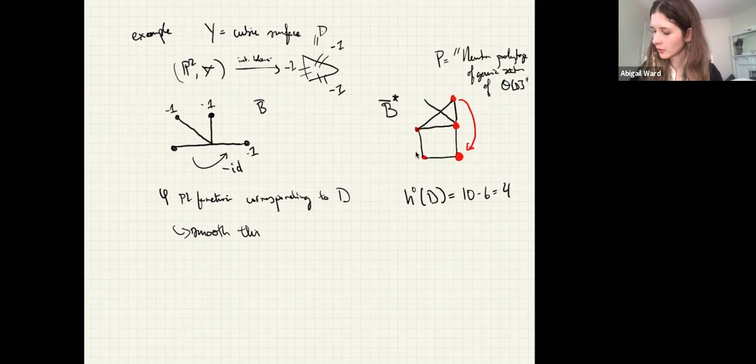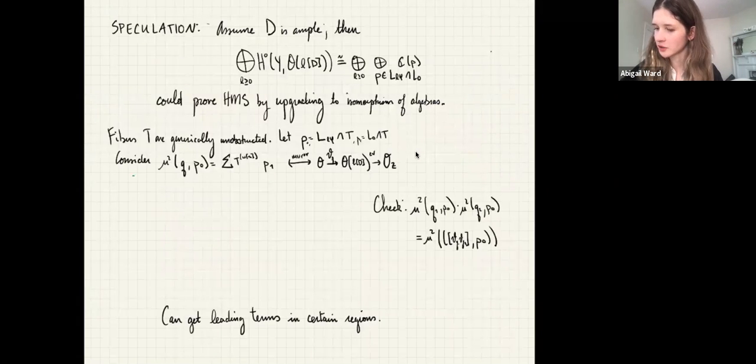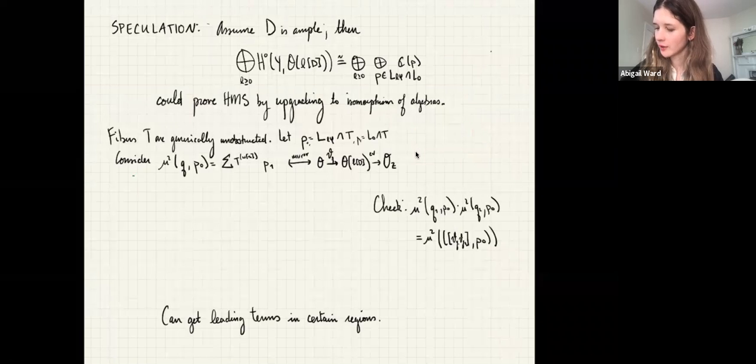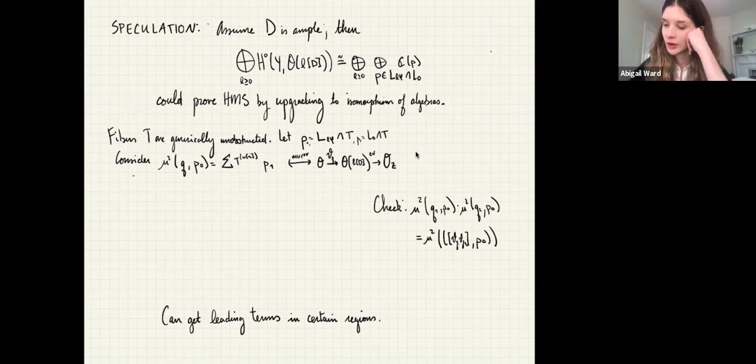Okay, so now with my remaining 2 minutes, I'll talk about some speculation. So what I would like is to actually be able to upgrade this result to a full HMS result. So what I would like to show is that I have an isomorphism of graded vector spaces, and I would like to upgrade this to an isomorphism of algebras.